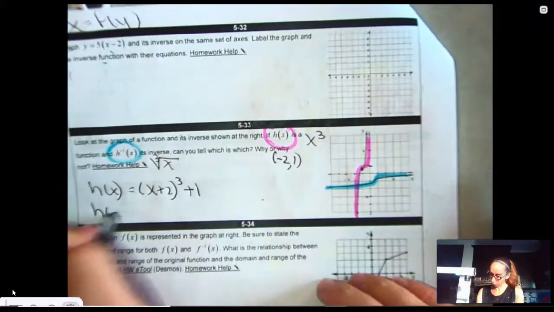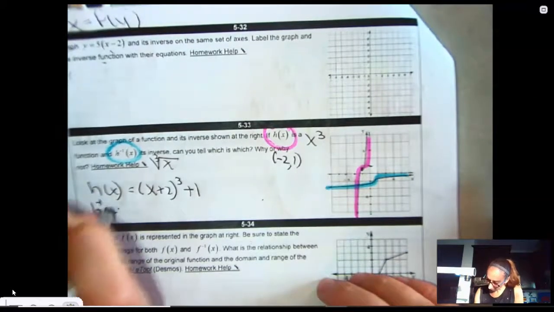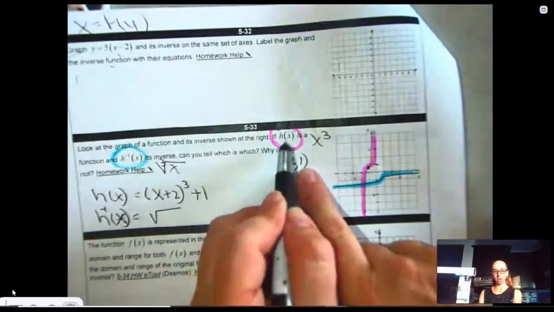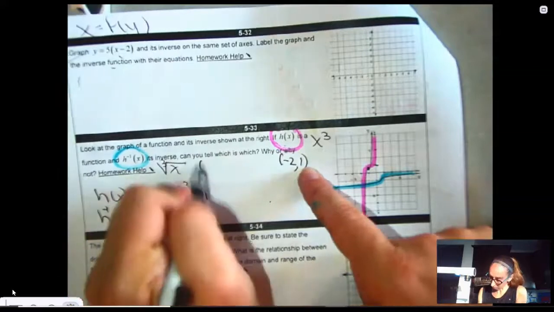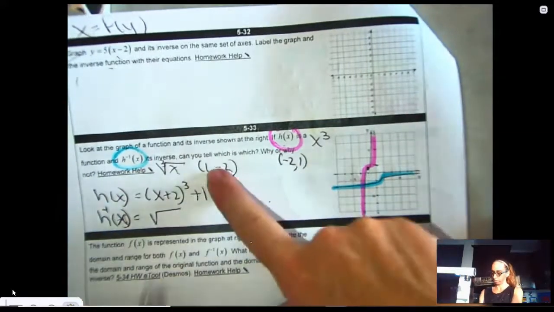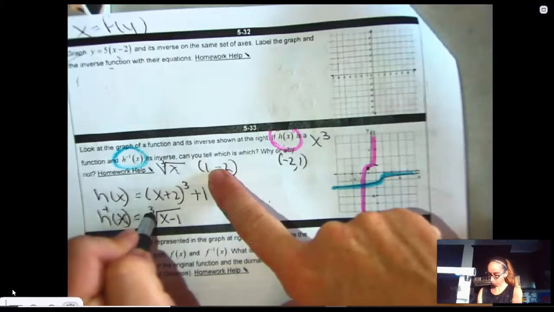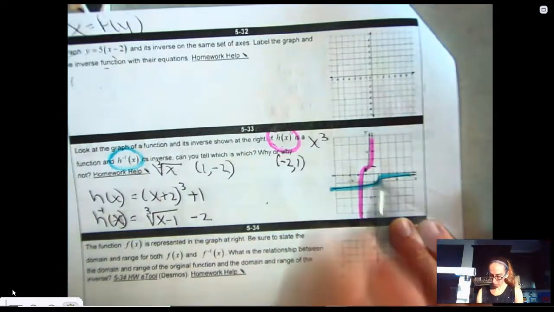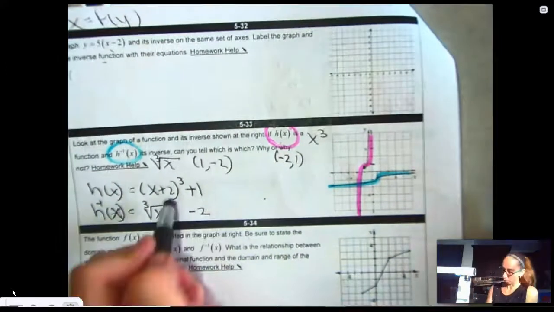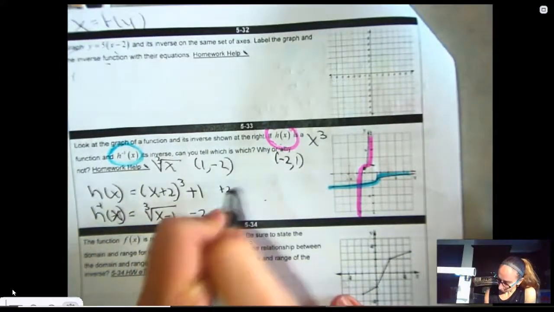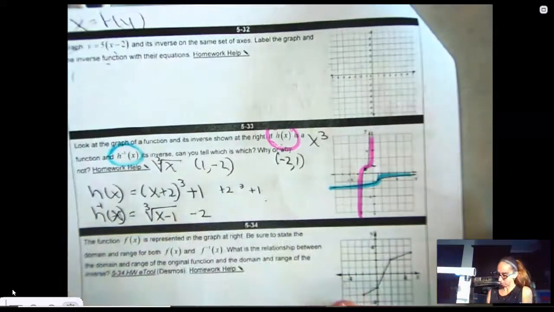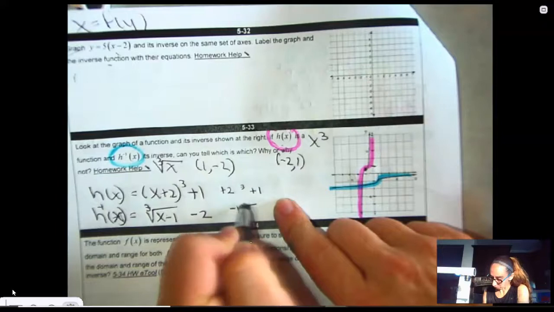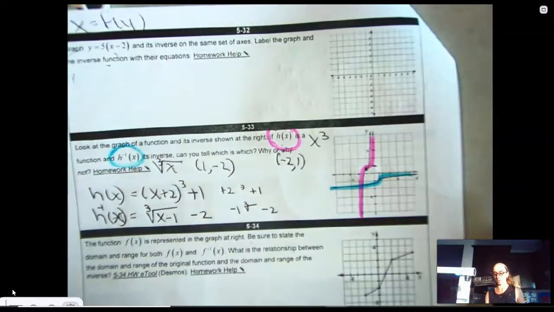Now if I'm doing the inverse, I know there's going to be the cube root. Well, if my vertex for my pink is negative 2, 1, my vertex for my blue should be 1, negative 2. So that means that should be the cube root of x minus 1, minus 2. Yep, right 1, down 2. Okay, well, let's see. What's the first thing I would do here? Add 2, cube it, add 1. What would that be backwards? Subtract 1. Yep. Cube root it. Yep. Subtract 2. So I know that I'm good.